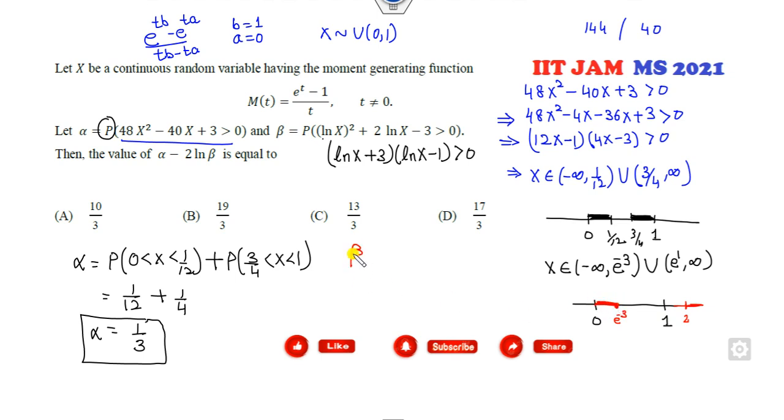So beta will be probability of 0 less than x less than e raised to power minus 3. So that means it is this one. So I can substitute here. It is 1 over 3 minus, it is plus 6. So 1 over 3 plus 6 is 18 plus 1, 19 over 3 is the right answer.